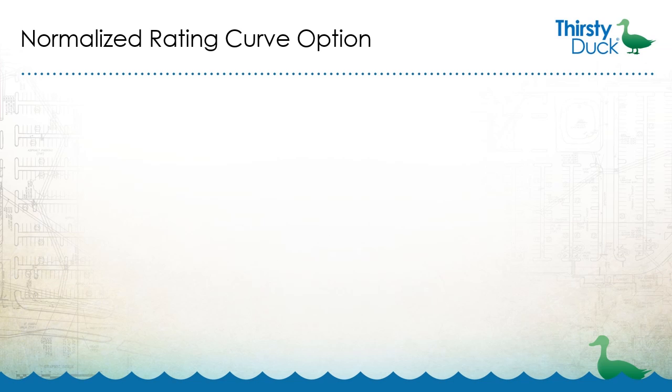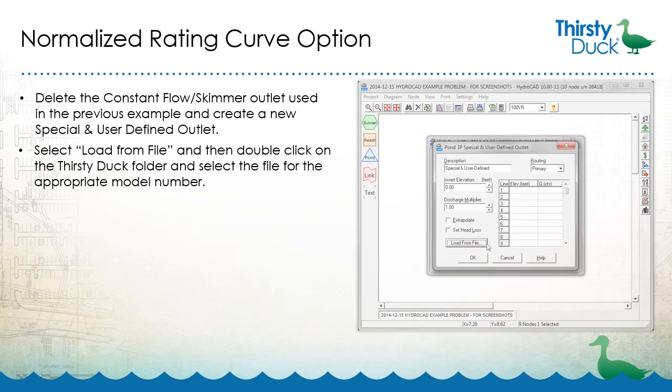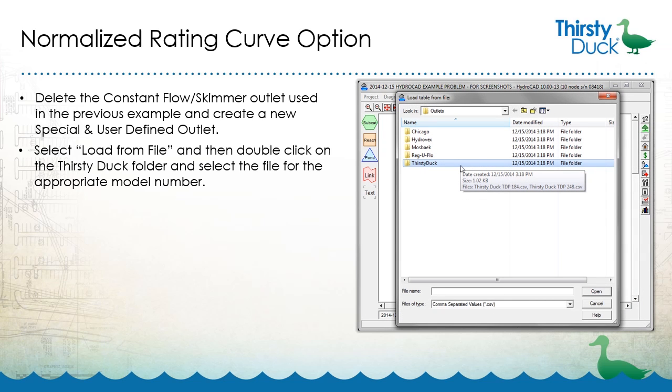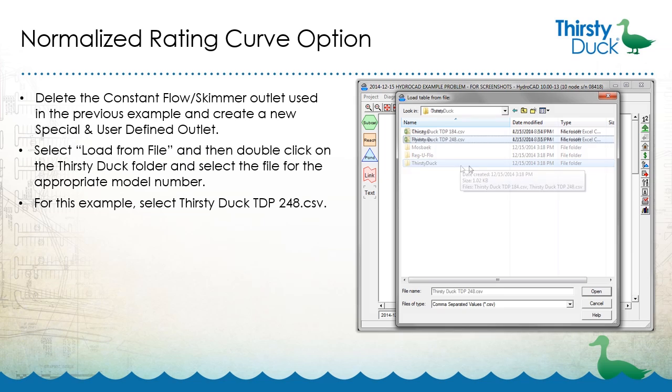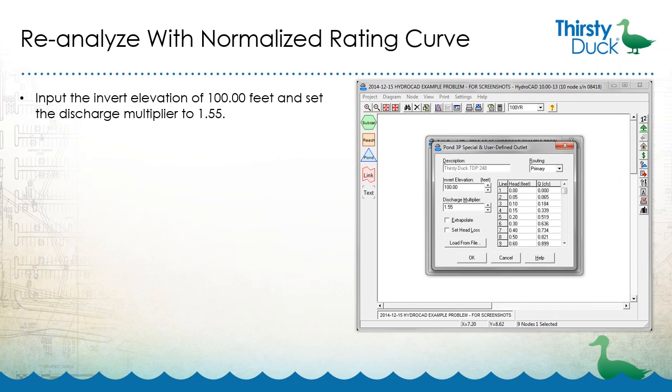Now, let's reanalyze the design using the special and user-defined outlet with the built-in Normalized Thirsty Duck rating curve option. Delete the constant flow skimmer outlet used in the previous example and create a new special user-defined outlet. Select Load from File and then double-click on the Thirsty Duck folder and select the file for the appropriate model number. For this example, select Thirsty Duck TDP248.csv. Input the invert elevation of 100.00 feet and set the discharge multiplier to 1.55.